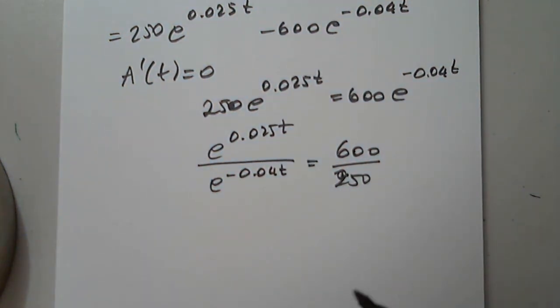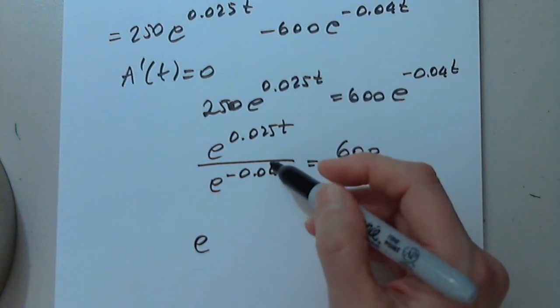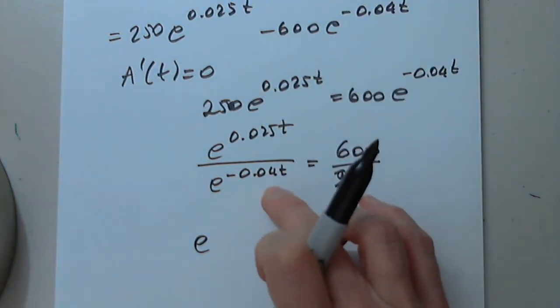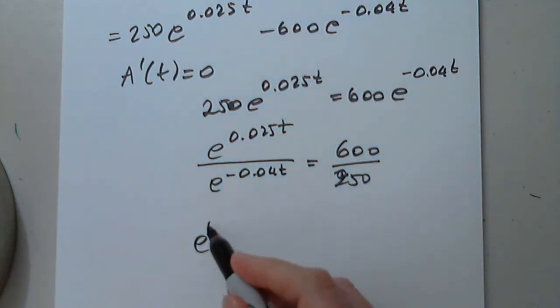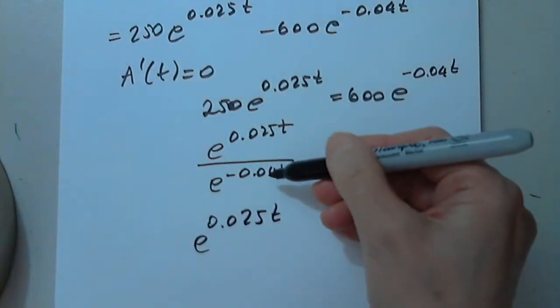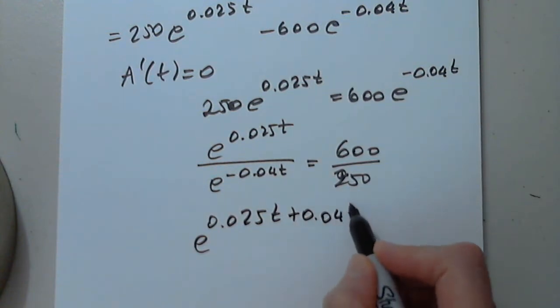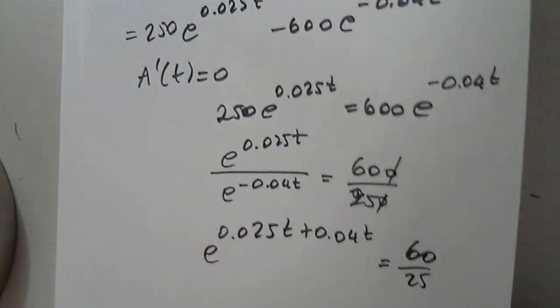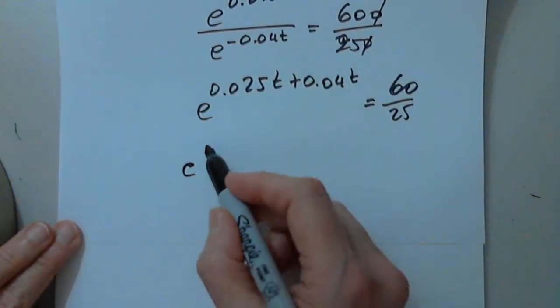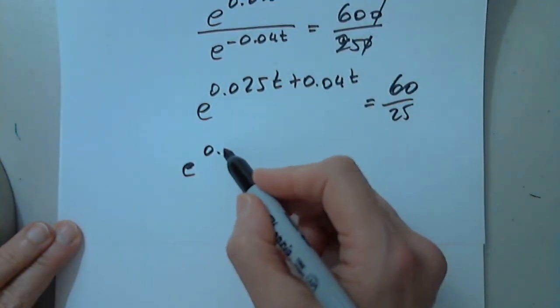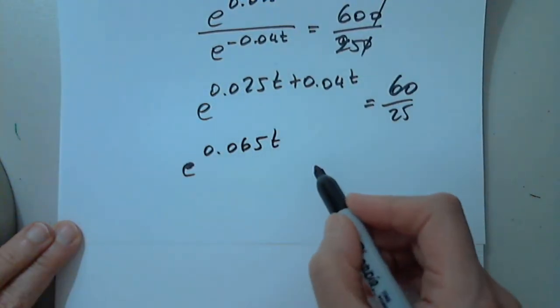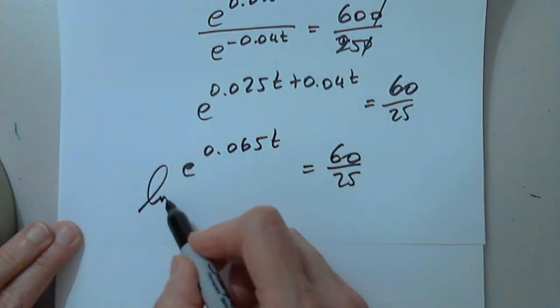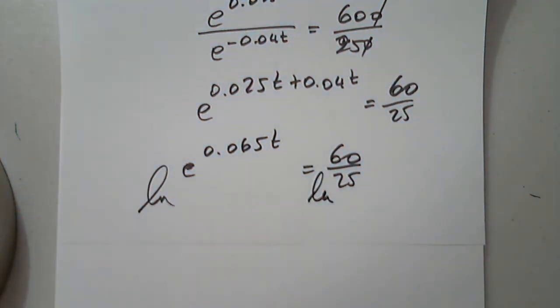Got it. Good, so I copy the base and subtract the exponents. So from the top, I subtract the denominator, but I have to change the sign, right? So I have 0.025t minus negative 0.04, so plus 0.04t equals whatever this is, I don't care. Okay, so then e to 0.065t equals 60 over 25. We apply natural log to both sides. So this is all algebra. This has nothing to do with calculus. So from this point on, this is just algebra.